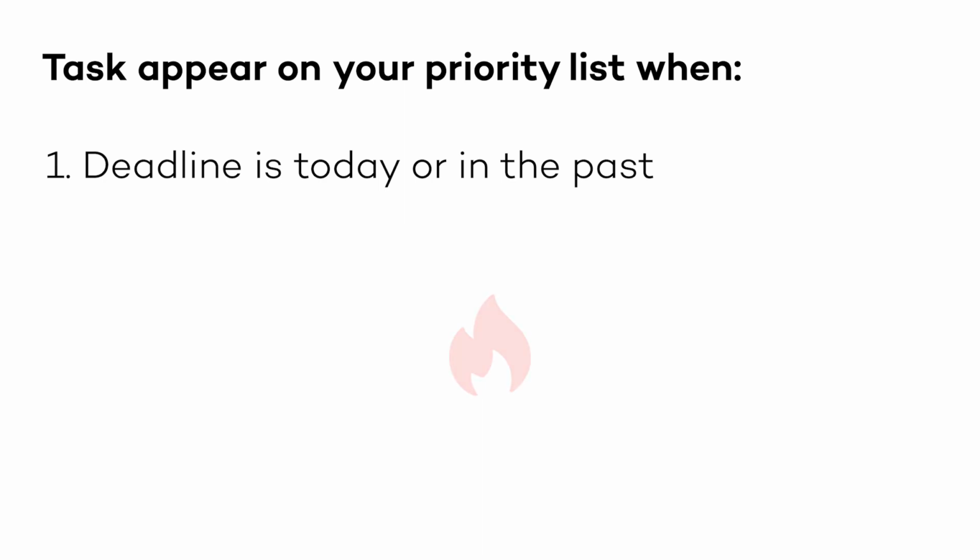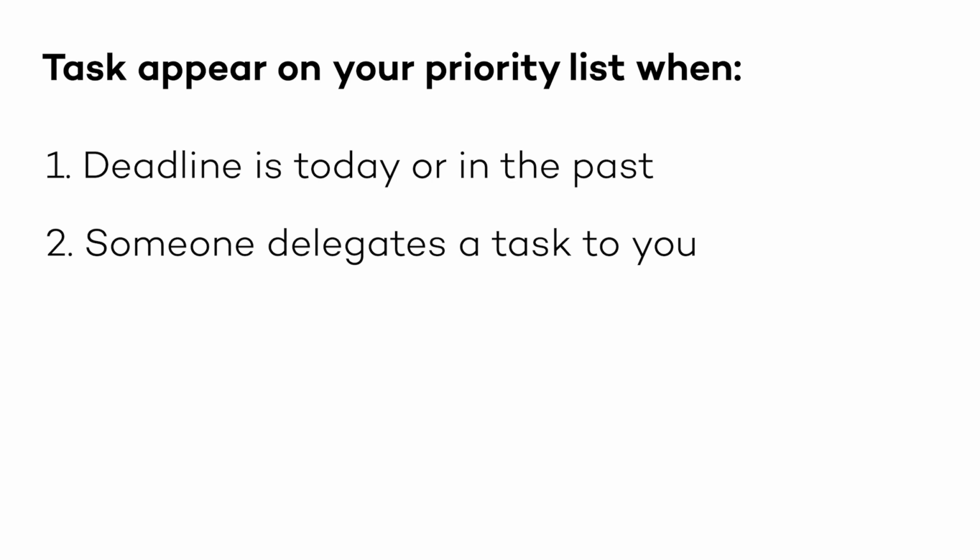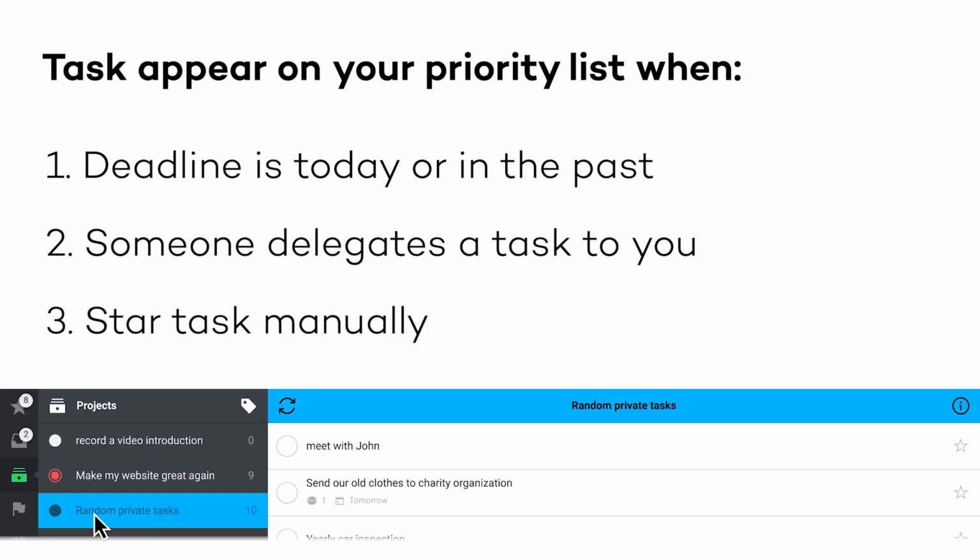2. The second way is when someone delegates a task to you. This way, you won't miss anything that's important for your team. 3. You can also go to a project and mark a task as a priority on your own. Just click on the star on the right.